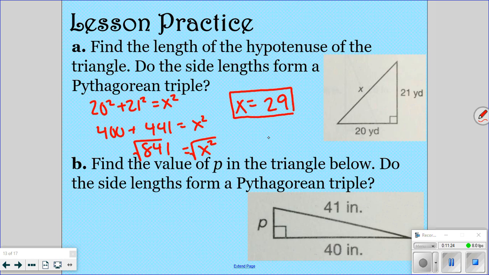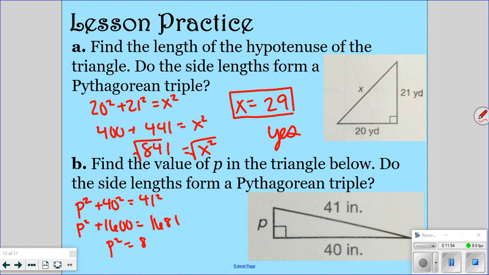So is this a Pythagorean triple? Yes, because they're all three whole numbers. For the next one, we're going to use the Pythagorean theorem again. So p squared plus 40 squared equals 41 squared. So p squared plus 1600 equals 41 squared, which is 1681. So if you subtract, p squared will equal 81. So when you take the square root, that means that p equals 9. So these are a Pythagorean triple because they all three are whole numbers. Okay?